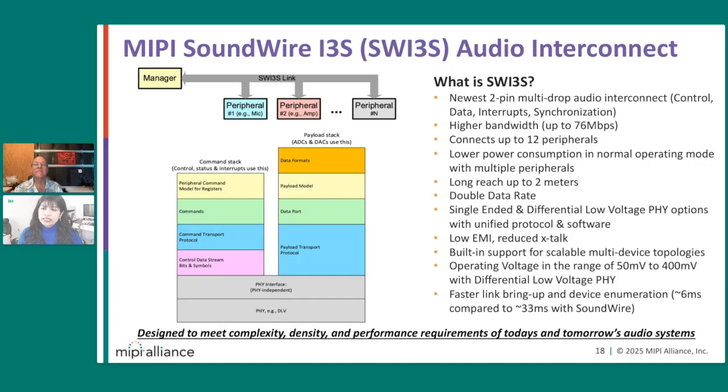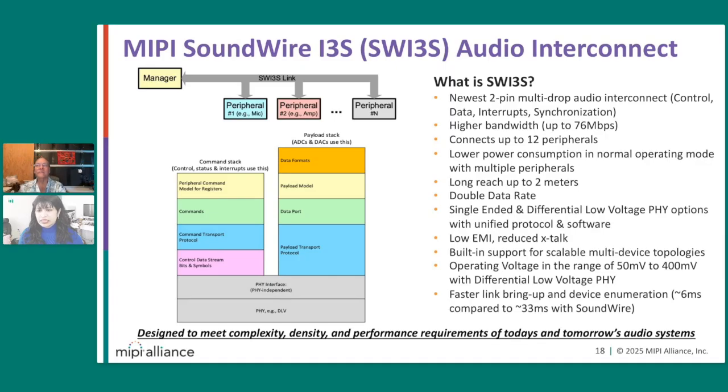And one of the big differentiators of SWIS is its efficiency in both power and design. It consumes less power in normal operation, even with multiple peripherals being active. And it supports link lengths, as you mentioned, up to 2 meters. And that range opens up new possibilities, especially for devices where components are physically separated, such as in, say, automotive infotainment or distributed speaker systems.